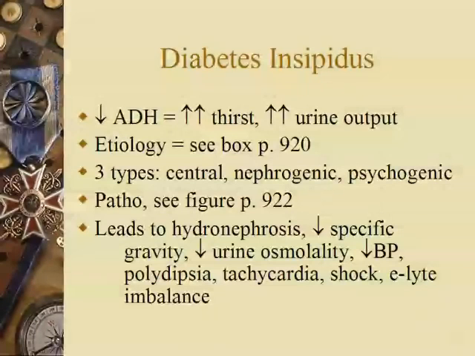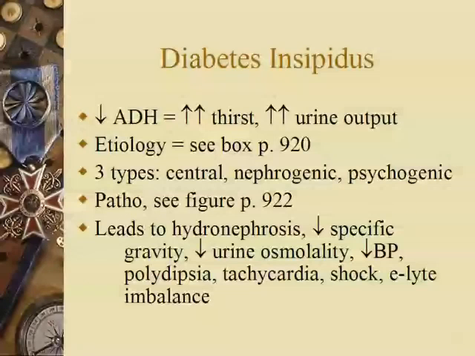Your lab values are on page 923. Your nursing diagnoses and your patient education is on page 924. Central you'll see occurring, it's just sometimes called neurogenic, following any type of brain surgery, oftentimes following other surgeries that may affect the amount of ADH that's put out.